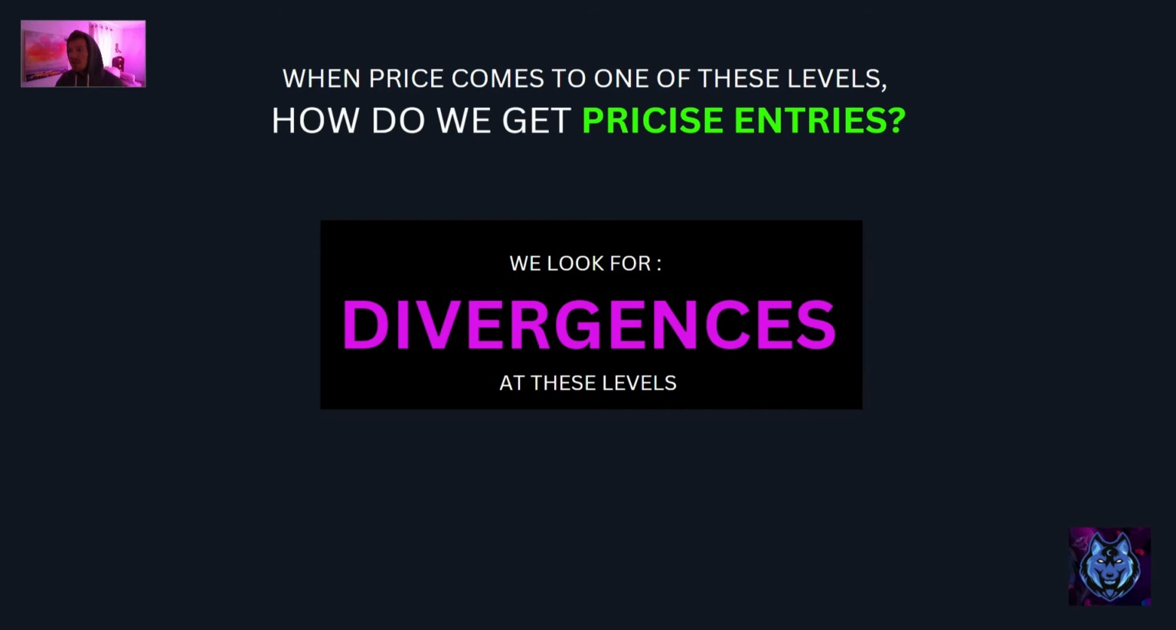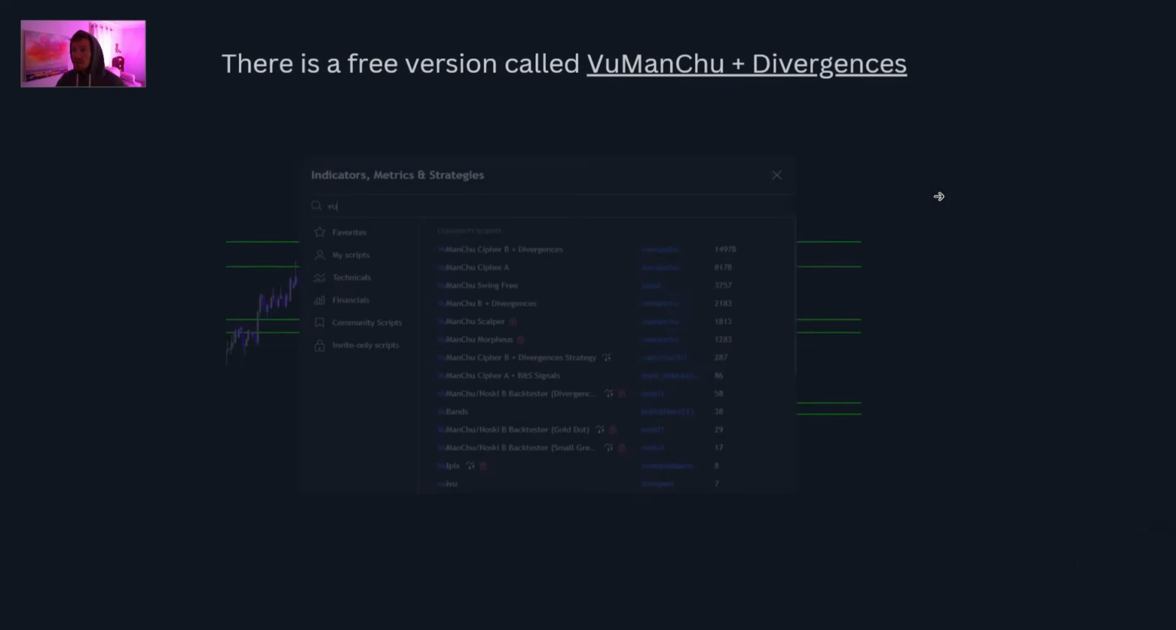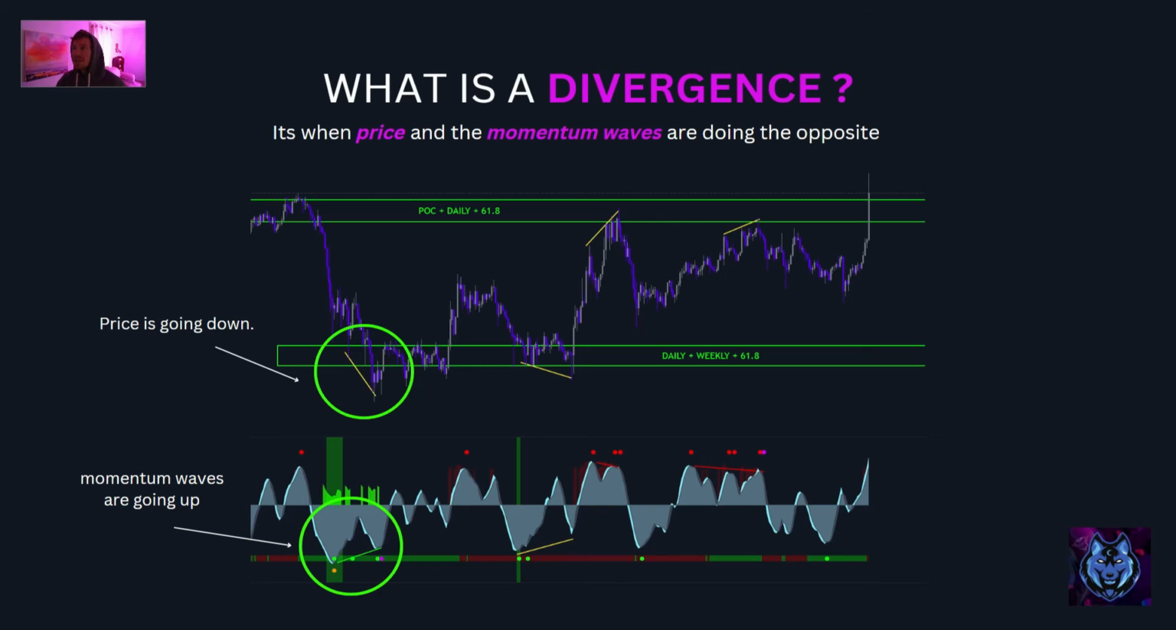We look for divergences at these levels. We use an indicator called Market Cipher, which helps us easily find these divergences. This is Market Cipher over here. It's a paid version, but there is a free version called Fu Manchu Divergences. It's located over here.